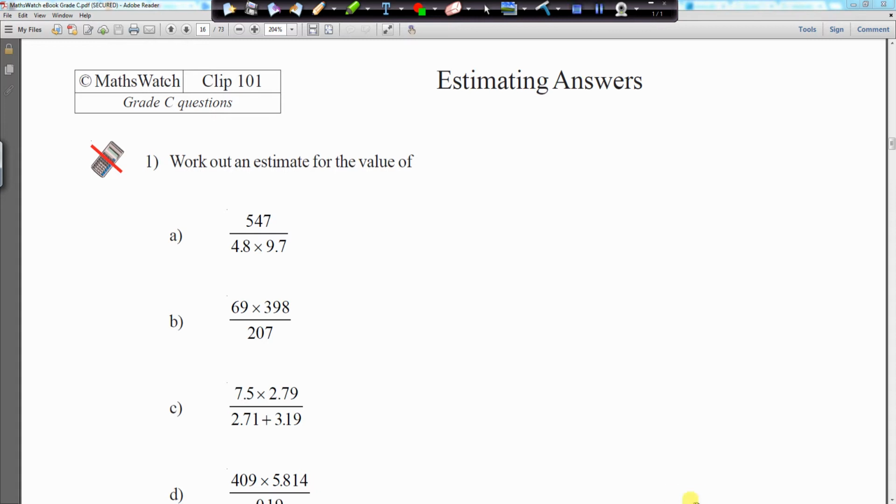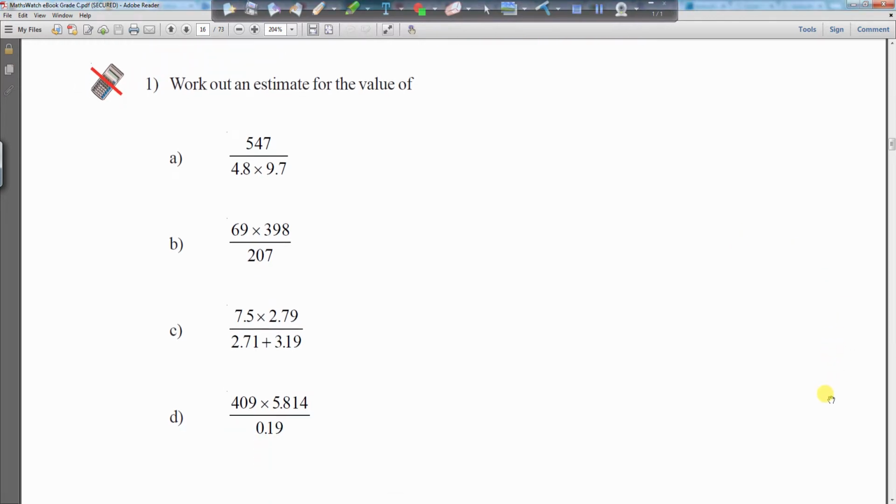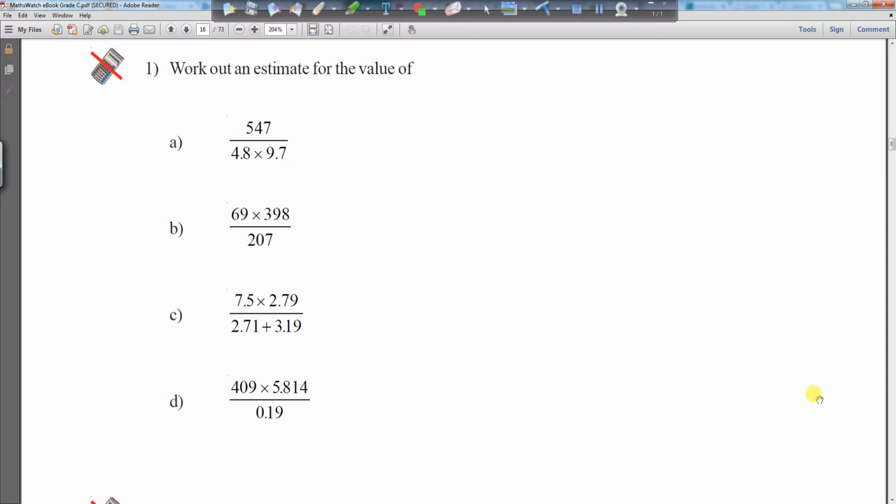We're carrying on with the second page of the exercise, estimating answers, grade C, clip 101. We're going to do this hopefully in two parts. Let's have a look. Work out an estimate. Let's move it up so you can actually see the questions. We're going to do this part first.